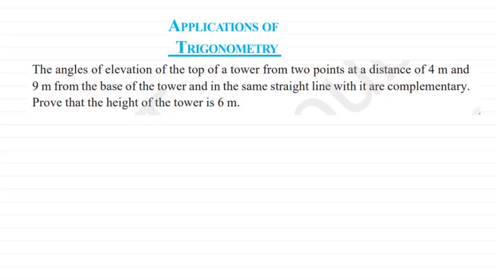So this is the next question. The angle of elevation of the top of the tower from 2 points at the distance of 4 meter and 9 meter from the base of the tower and in the same straight line with it are complementary, and you have to prove that the height of the tower is 6 meter. So this question is also very important.